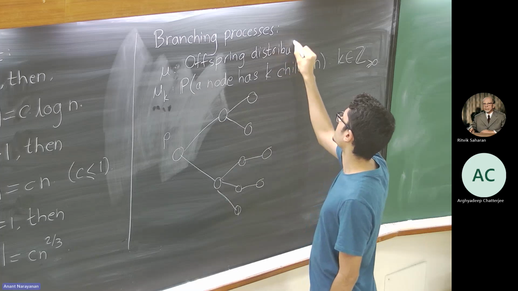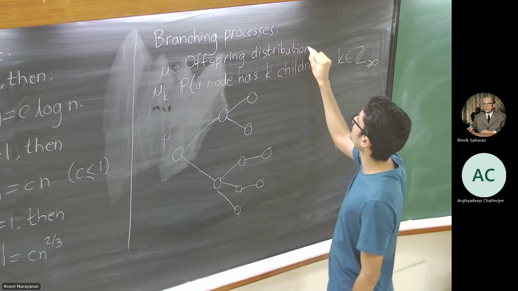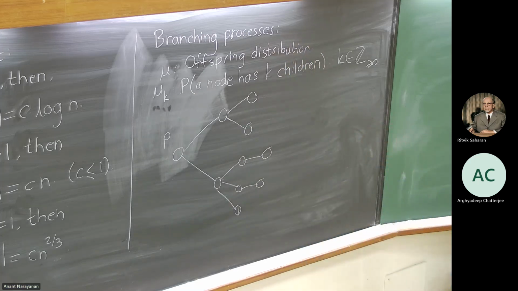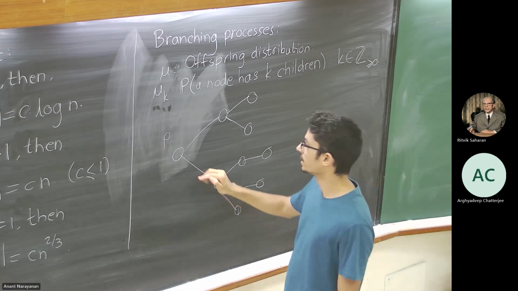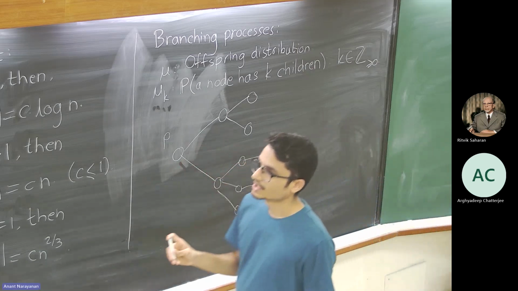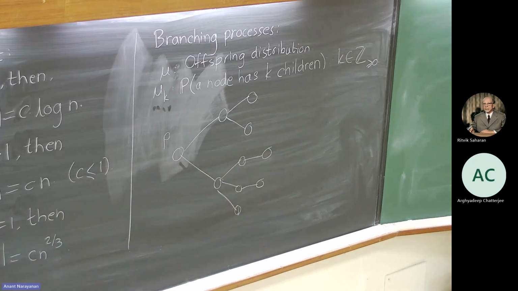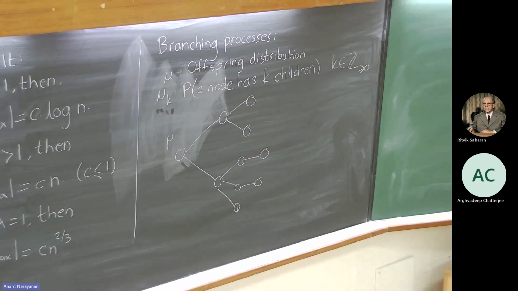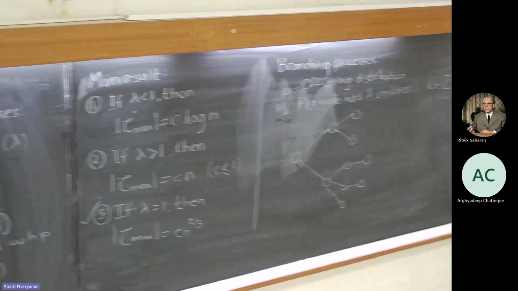Why am I talking about the branching process? You can see the way I'm building this branching process. Then you can use it. I'll discuss what this precisely means. You can use it to build this Erdős–Rényi random graph.